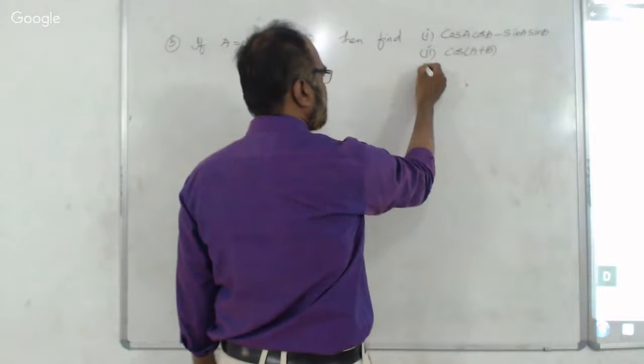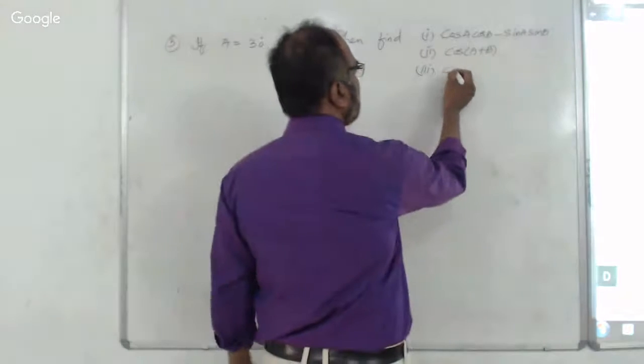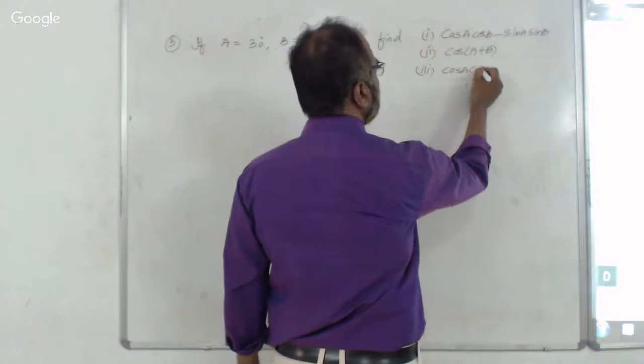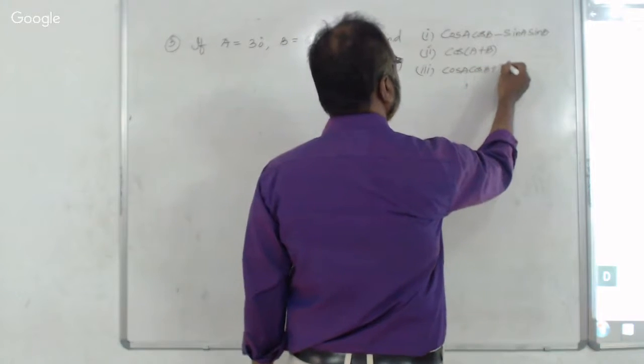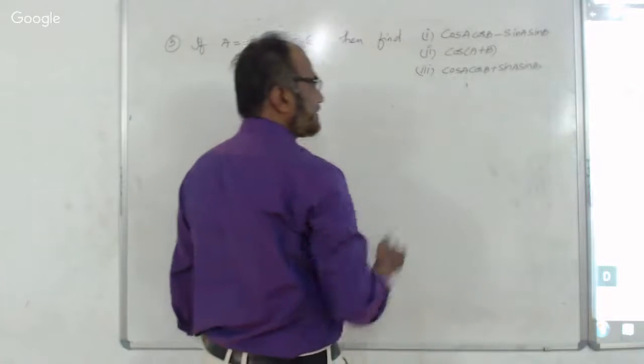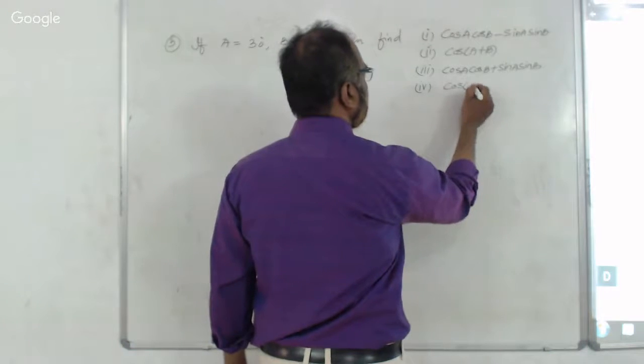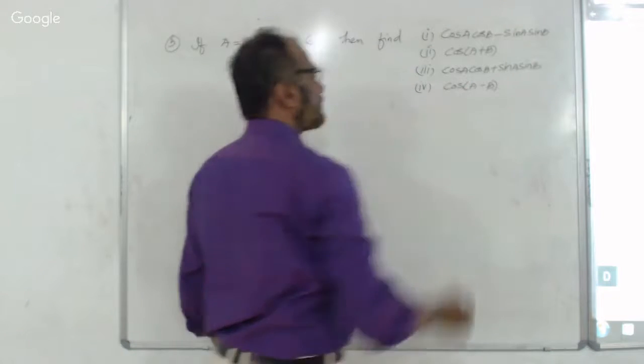Third way, for the same values, find cos A cos B plus sin A sin B. And the fourth way, cos of A minus B.